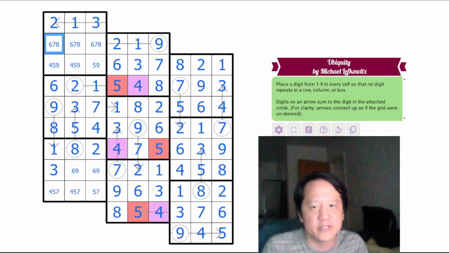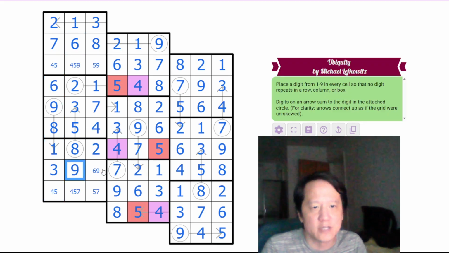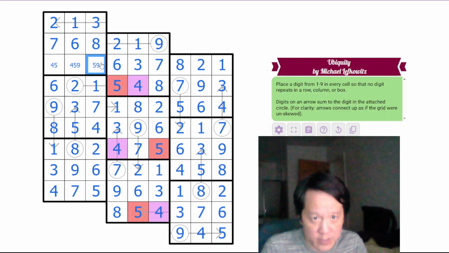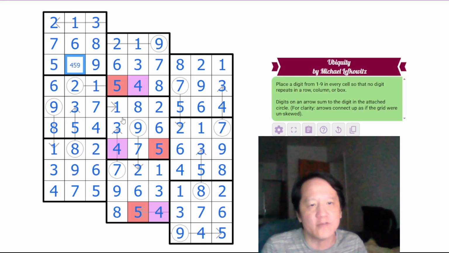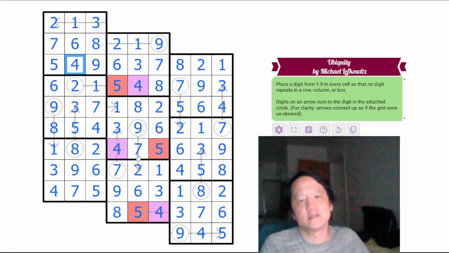6 and 8 eliminate 6 and 8 here, so it's 7. This can't be 7 or 8, it's 6. This can't be 6 or 7, it's 8. 9 eliminates 9 here. This can't be 7 because of 7 in the column. 6 eliminates 6 here, so it's 9 and 6. 7 eliminates 7 here, so it's 5, which makes that 4, which makes that 7. 5 eliminates 5 here, so that's 9. And 4 eliminates 4 here, so it's 5, and that's 4. And that's the solution.